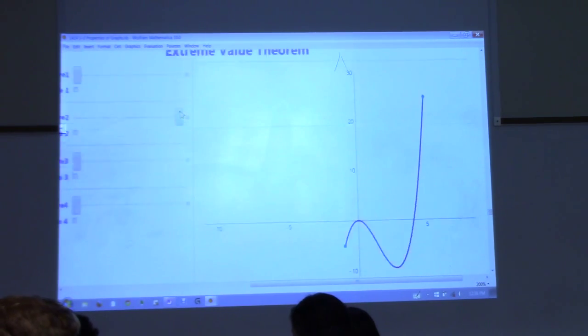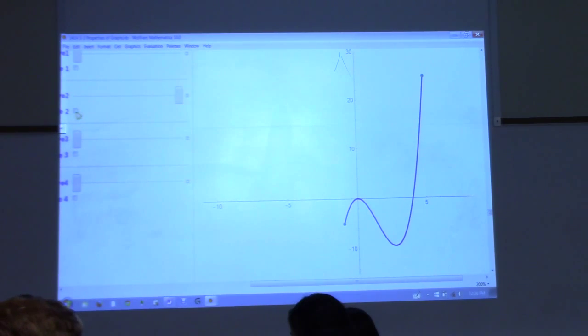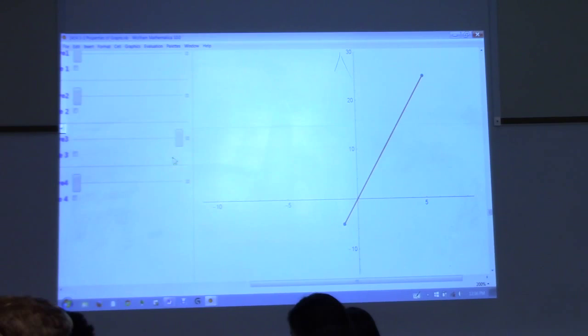Let me draw this one. All right? Do I achieve an absolute maximum and minimum? Yes. The extreme value theorem says there's no way for me to do this without achieving a maximum and minimum, absolute. How about here? The two endpoints, right?